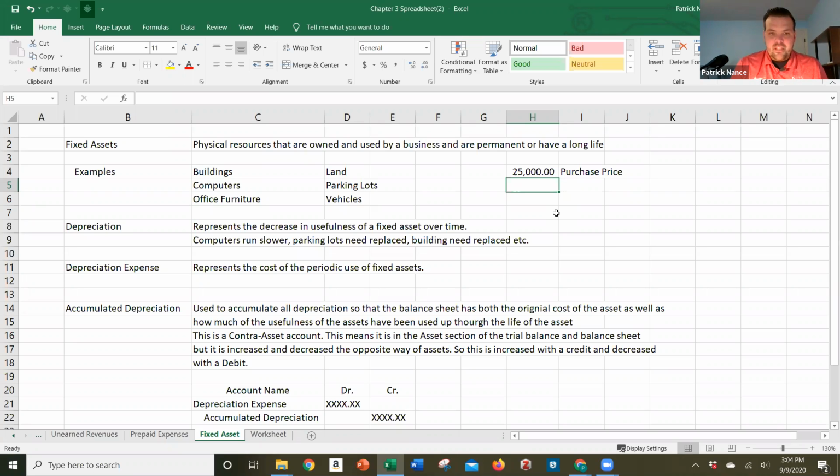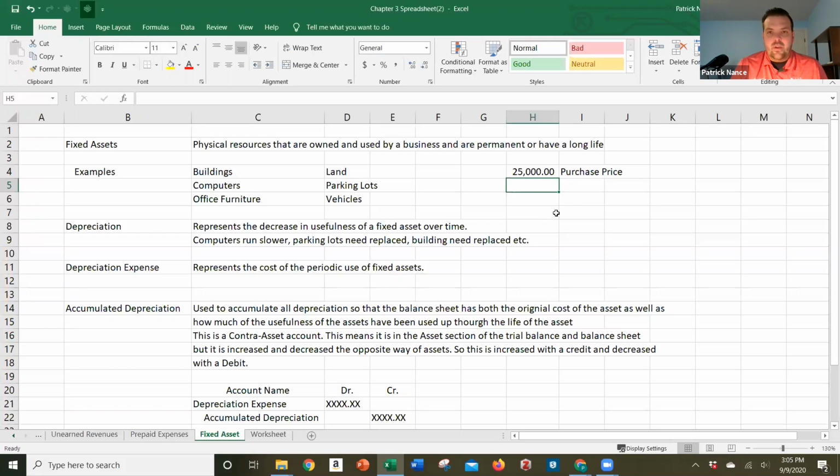So depreciation represents a decrease in usefulness of a fixed asset over time. Notice it doesn't say fair market value. Something could change in value in a positive way. Land doesn't depreciate, and a building could appreciate over time if it's in a part of town that wasn't very commercial and then becomes really commercial, and a lot of people are trying to buy property there. A building could be worth more, but we don't care about that. We're talking about the usefulness of something, how much I'm going to use it, and how much usefulness I'm going to get out of it as a business.